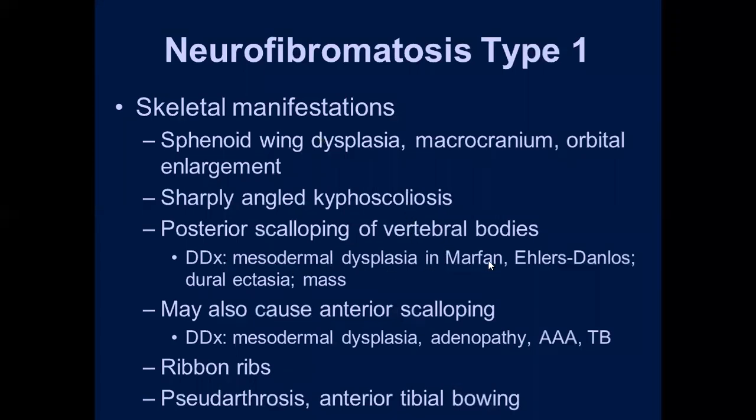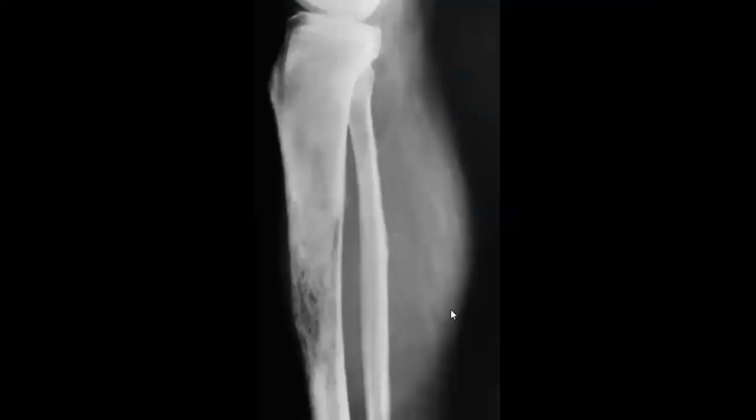The differential will be other syndromes, like Marfan, Ehlers-Danlos, and if it is local in the spine, maybe dural ectasia and a mass. Something that makes anterior scalloping: mesodermal dysplasia, lymphadenopathy, aortic aneurysm and TB. Pseudoarthrosis and tibial bowing, that's what we mentioned.